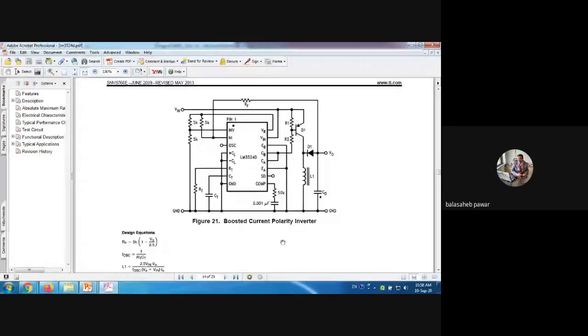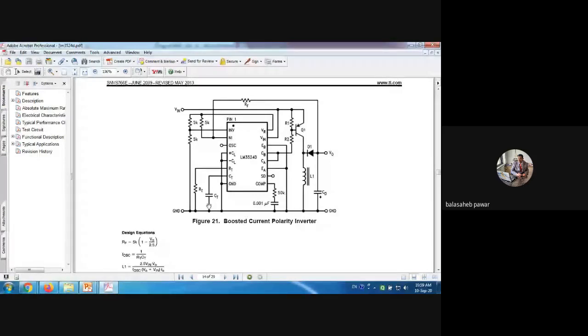Then boosted current polarity inverter. Polarity inverter means what? The output will be negative. So as per this diagram again, given by the manufacturer, you can configure that 3524 to obtain the polarity inverter also.